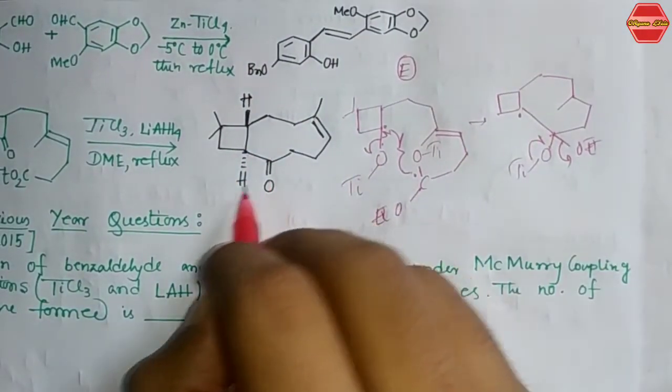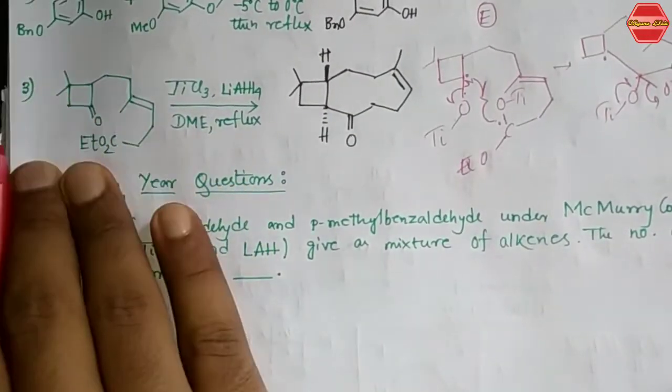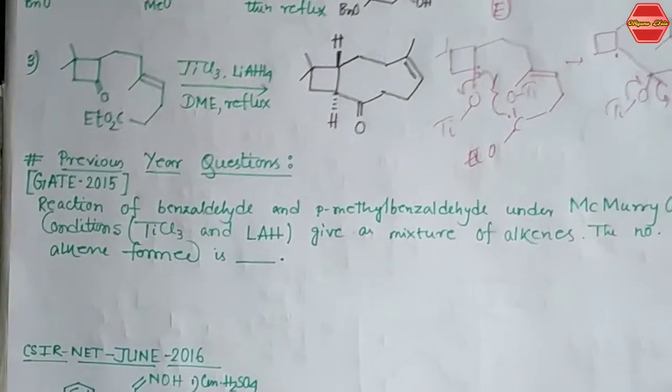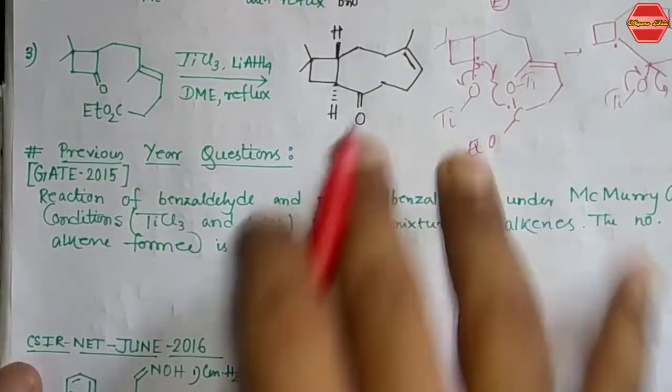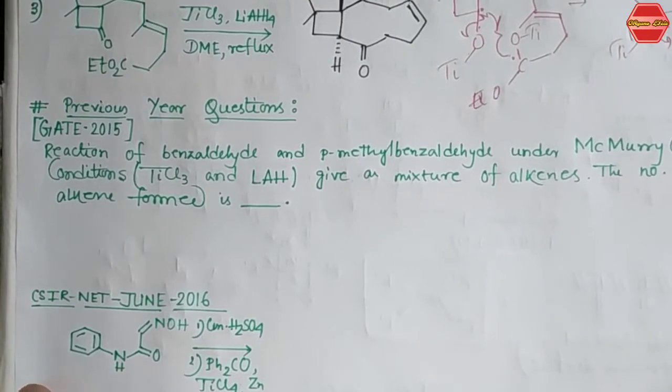That is, you can get a ketone by using a ketone and ester. You are not getting an alkene over here. So this one you are getting as your major product. So that's all about the examples of this McMurry coupling.